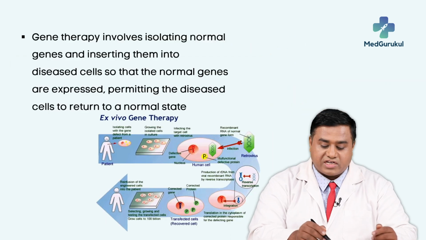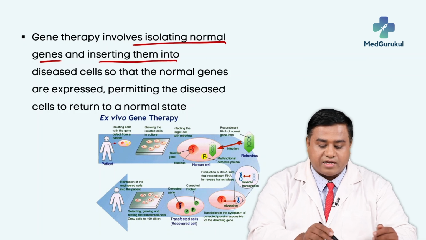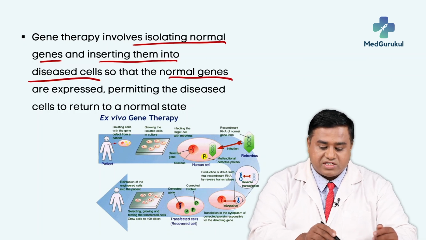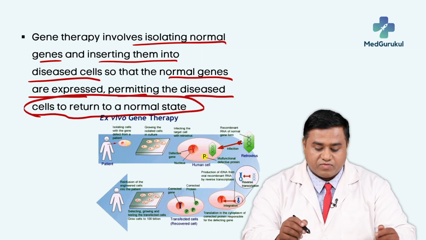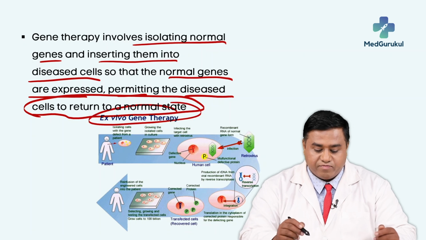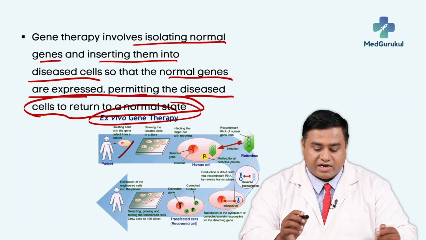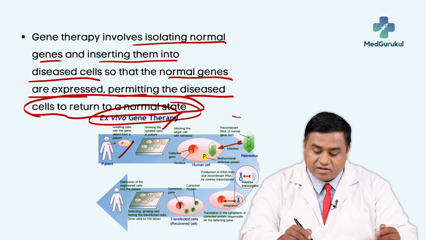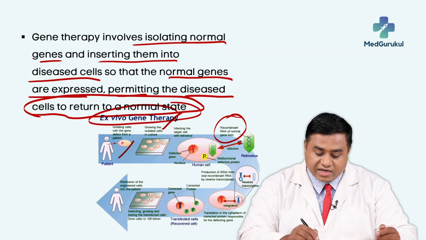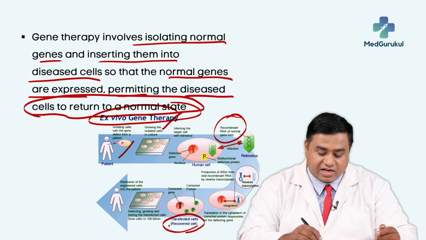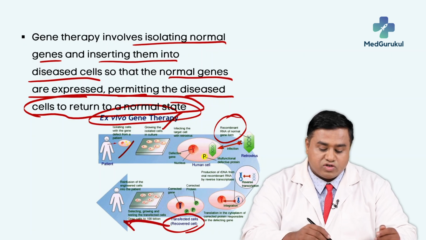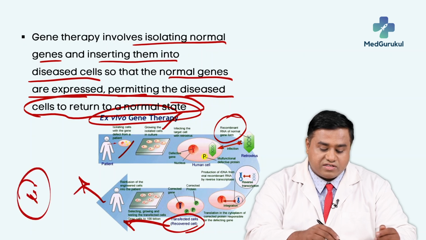So gene therapy involves isolating a normal gene and inserting it into the diseased cell so that the normal gene is expressed, permitting the diseased cell to return to a normal state. This is called ex vivo gene therapy, where we isolate the defective cells, grow them, and infect them with a recombinant DNA or RNA. This produces a corrected cell, and the recovered cells are transfused back into the body. Now they are producing normal gene expression.